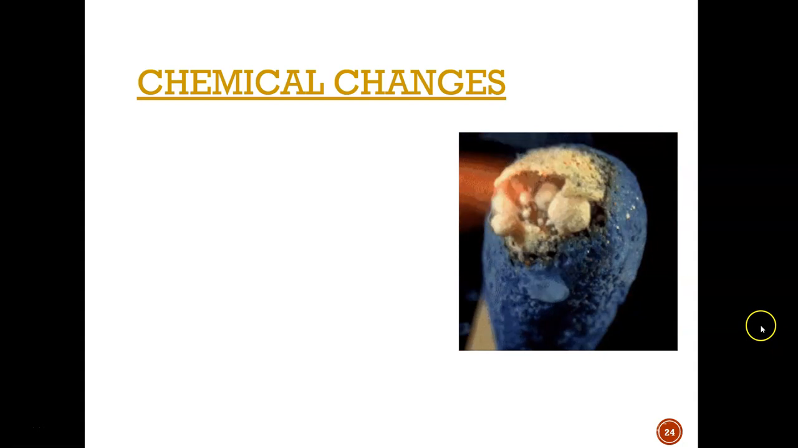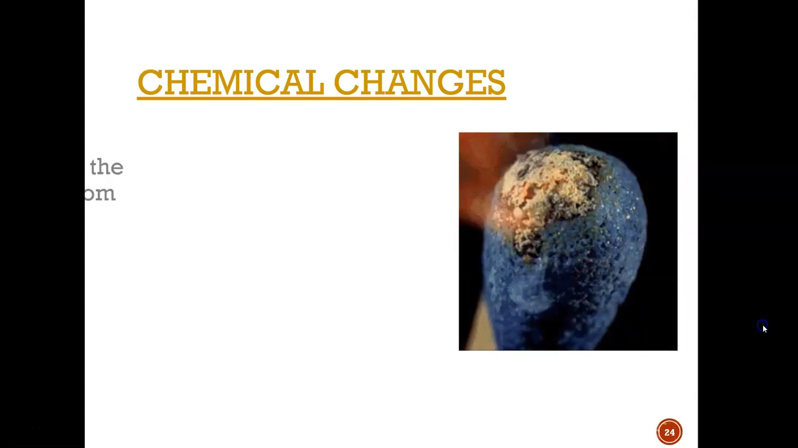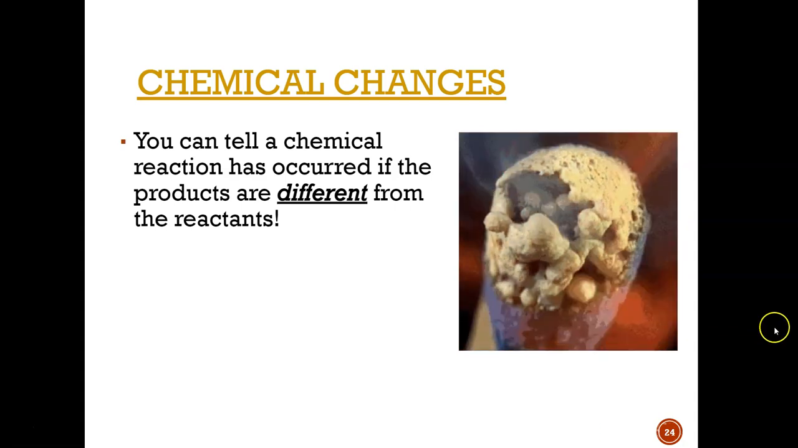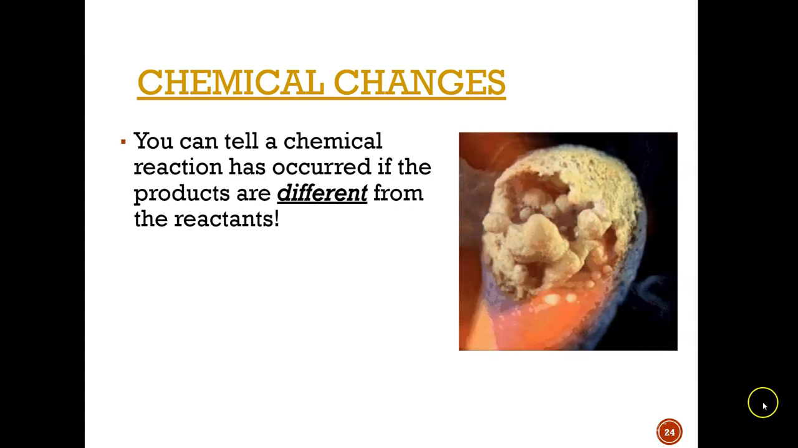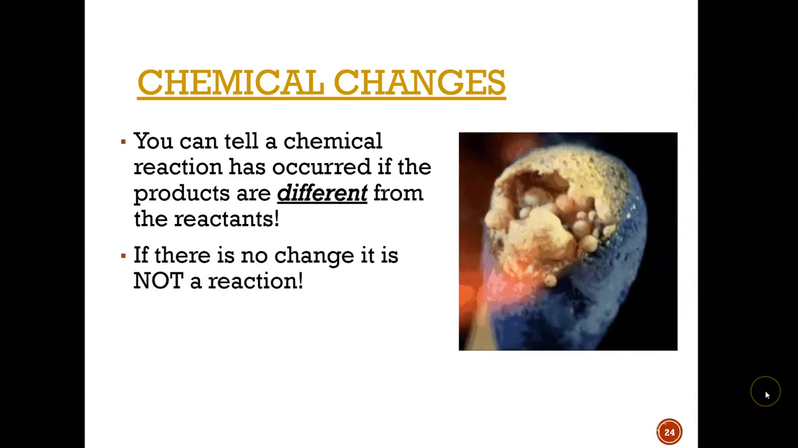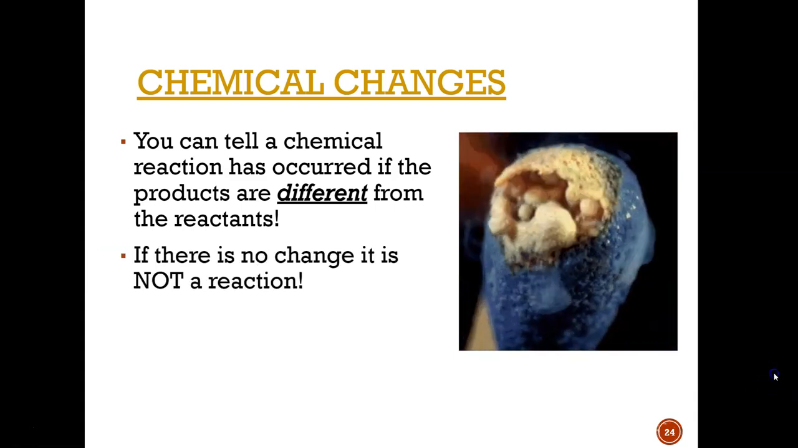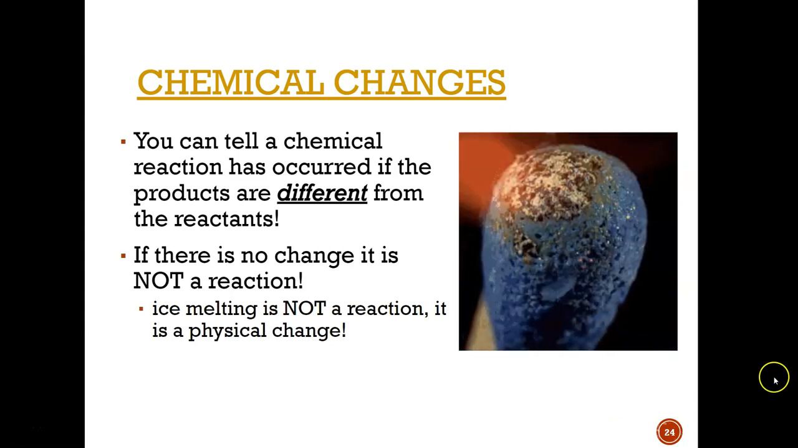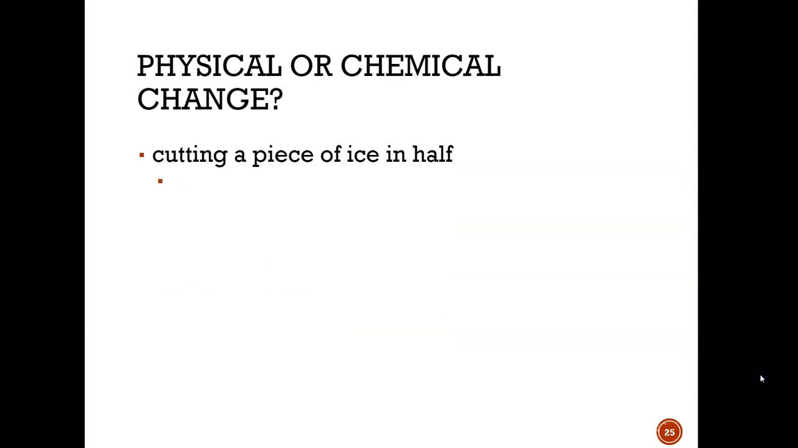Here we see a chemical change occurring as the match burns. You can tell a chemical reaction has occurred if the products are different from the reactants. So what you end up with is very different than what you started with. If there's no change, then it was not a chemical reaction. Ice melting is not a reaction. It's a physical change. So let's look at some examples here.